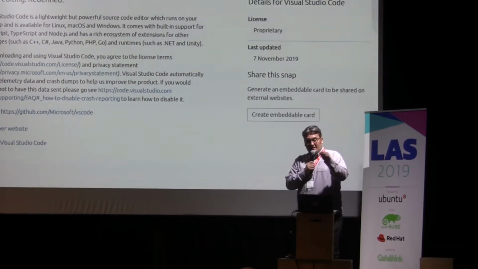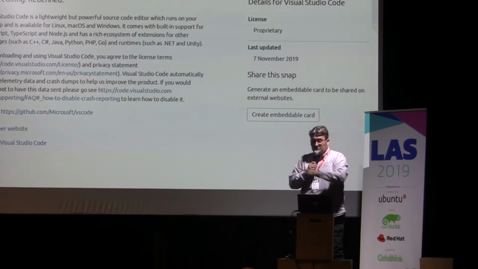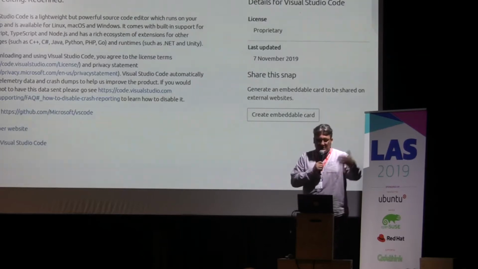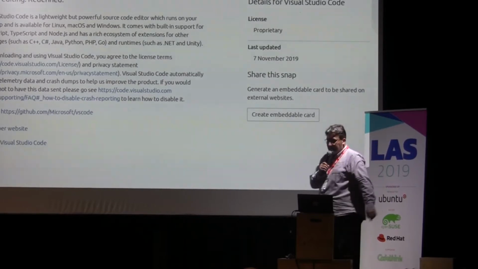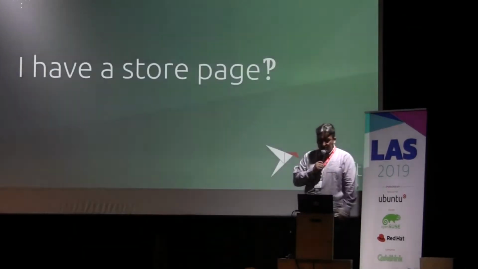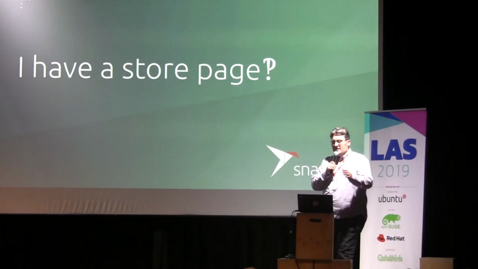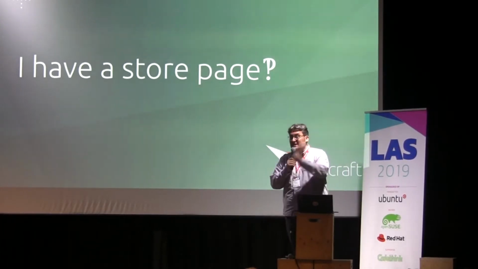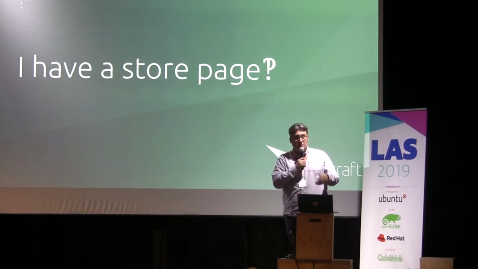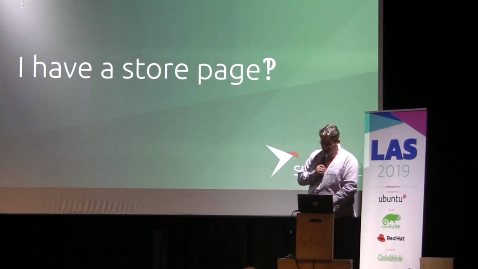The contact link goes to a Twitter account where you can interact with the developers. And there's also accurate license data over on the right-hand side, and the application has been updated recently. Your reaction might be, wait, I have a store page? And the answer is yes. If you publish a snap in the Snap Store, you automatically get a store page.